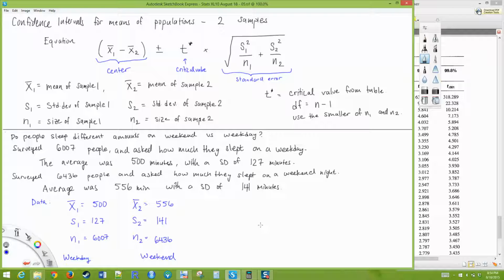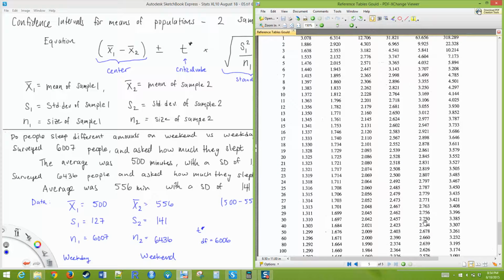Is this okay? All right, and so now it's just a matter of plugging all of these things in. So I'm going to do 500 minus 556 plus or minus. We'll pick out the T star in a moment here. So actually, let's do that right now. So T star will have how many degrees of freedom? 6,006 degrees of freedom.